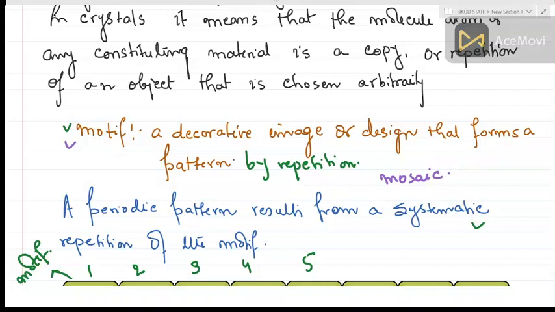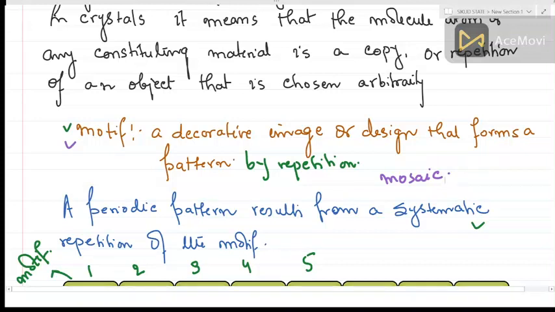So this is repeating throughout the structure. If you have a marble flooring, you can see a particular shape of a marble piece. It is repeating itself throughout the structure, throughout the room. So this is a kind of repetition, but this repetition in case of crystalline solids has to be in a particular manner.